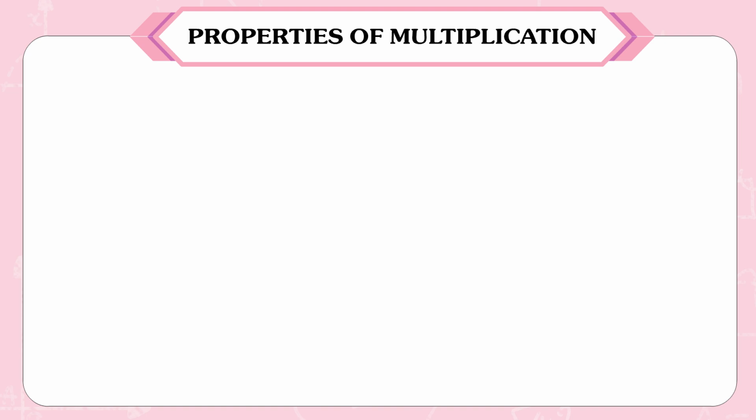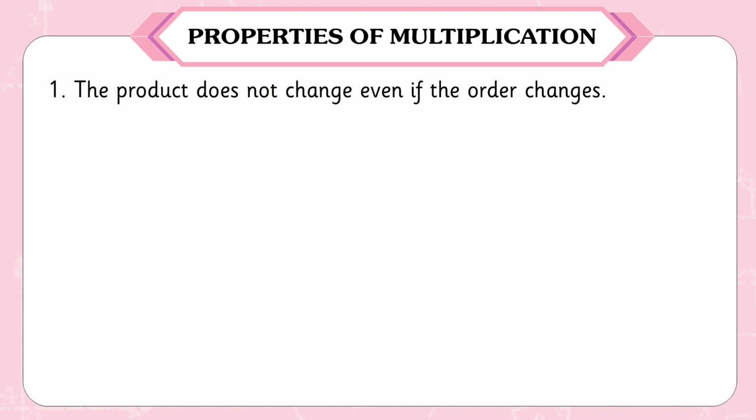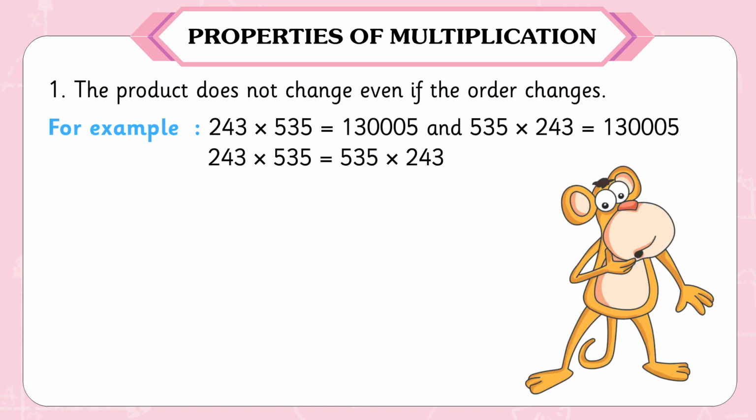56,228. Properties of multiplication. 1. The product does not change even if the order changes. For example, 243 into 535 is equal to 1,30,005 and 535 into 243 is equal to 1,30,005. 243 into 535 is equal to 535 into 243.